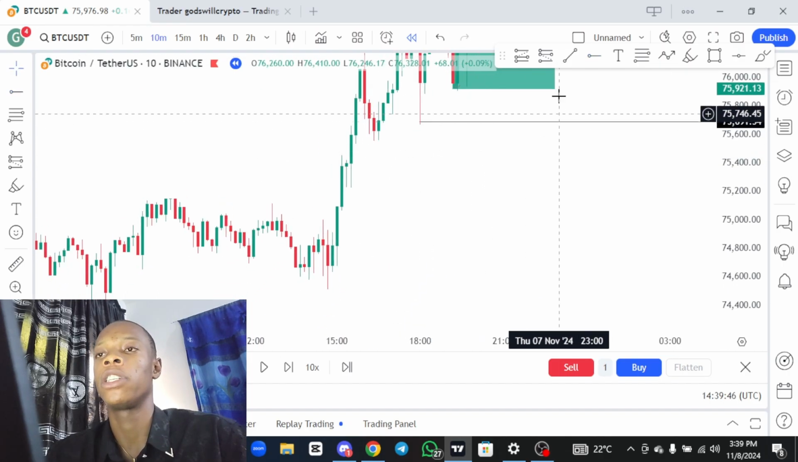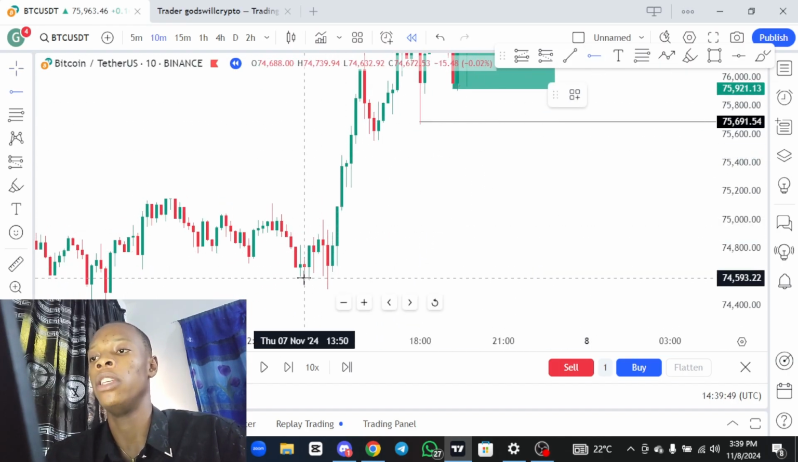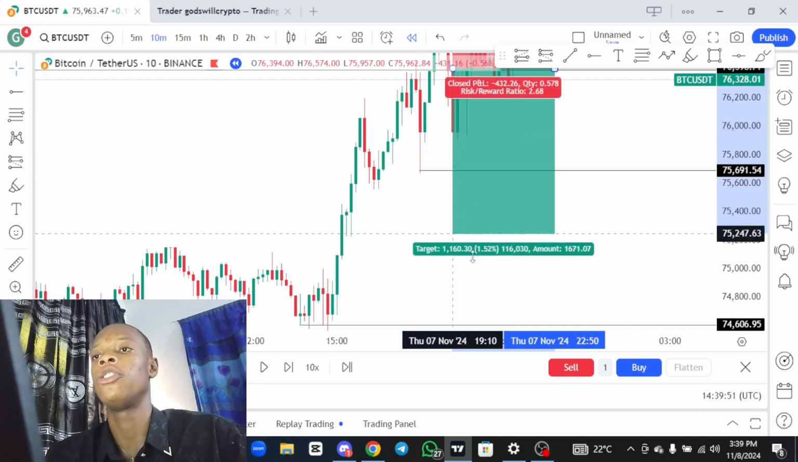So this low now is going to be my first take profit. Then there's another low right here. This second low is my full take profit. So let's see how this trade is going to play out.